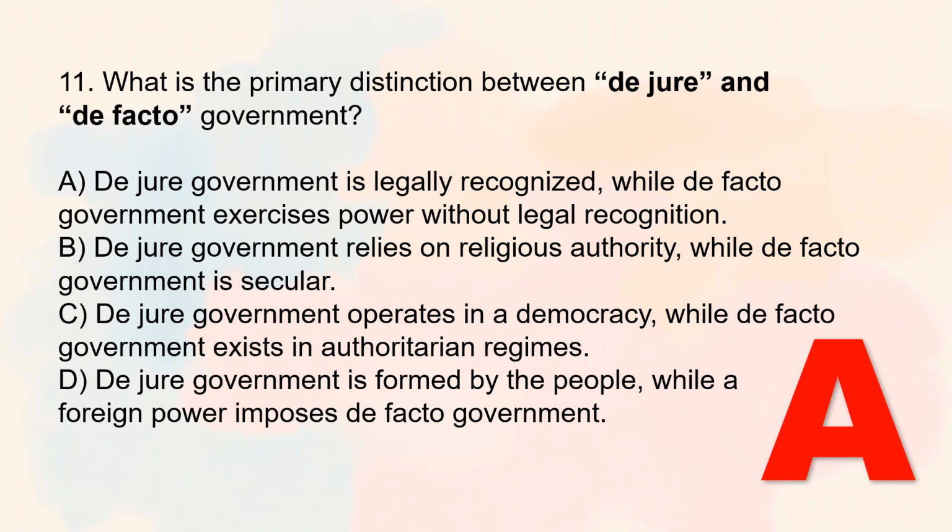Now, let's discuss the other choices. Letter B is incorrect as legal recognition does not depend on religion. Letter C is incorrect as both forms can exist under various political systems. For letter D, it's incorrect as de facto government can arise internally, like military takeovers. So letter A is the best answer.